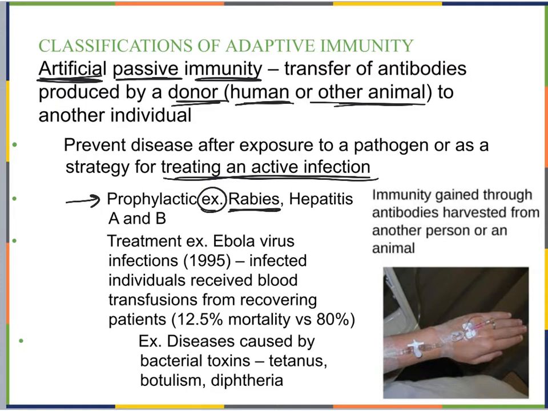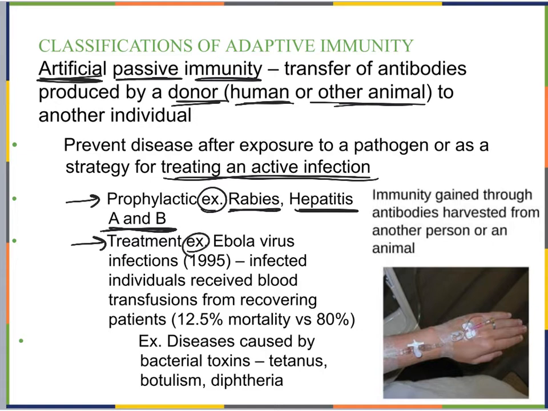So this would be artificial because it's given separately. It's not from the natural body. And it's passive. It's not the body itself fighting something off. It's given passively from somebody else that fought something off. Same thing with hepatitis A and B. If somebody's been exposed to hepatitis A and B, then you can have a prophylactic there to try to prevent hepatitis from causing infection.